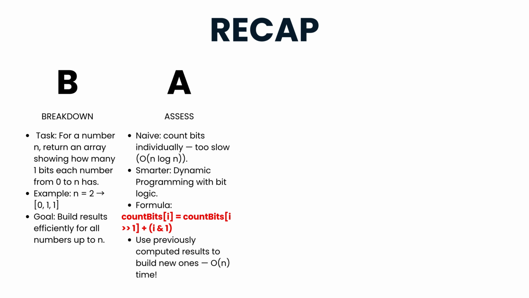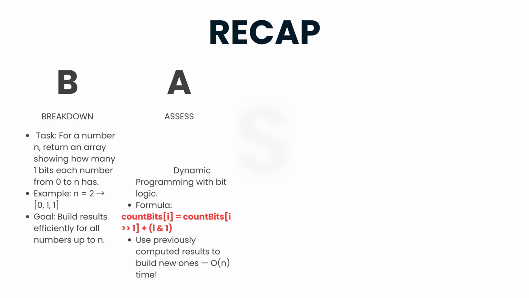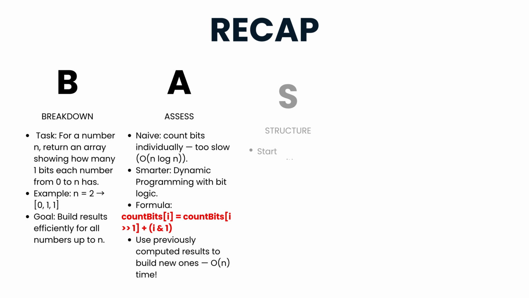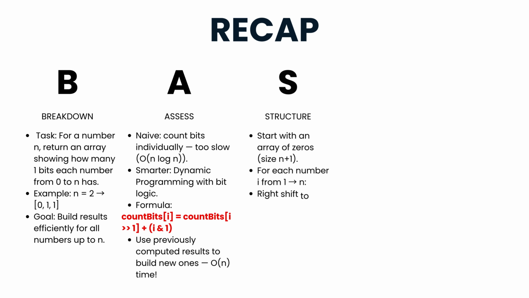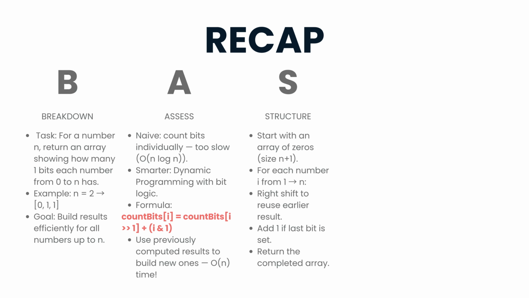The DP insight was that the count for any number i can be derived from smaller results, either by using i and i & 1 to remove a bit or by noticing that shifting i right gives us a related subproblem. This transforms a repetitive process into an O(n) solution. Structure recap. The plan was straightforward. Start from 0, and for each number, calculate its bit count using previously stored results. This lets us fill up the array step by step without recalculating from scratch.